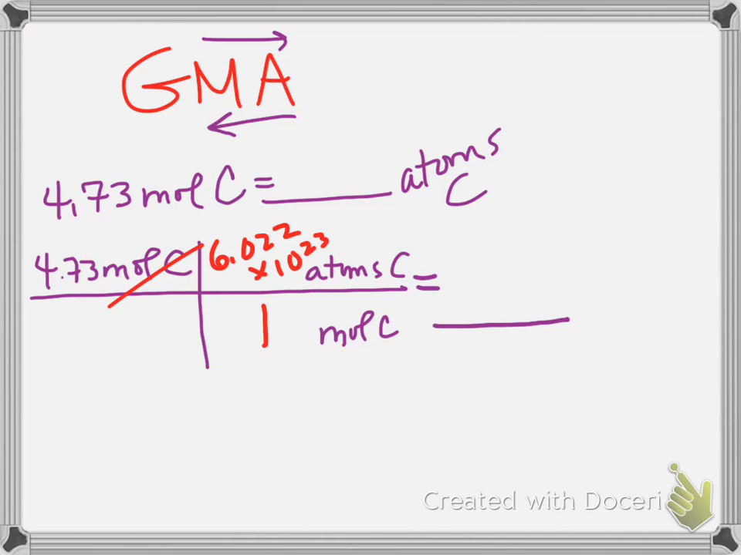So, what do we get for a raw answer? Well, let's set this up, because this is one of those places where people do sometimes trip on their feet. 4.73 times 6.022 divided by 1. I'm going to shrink this a little bit.